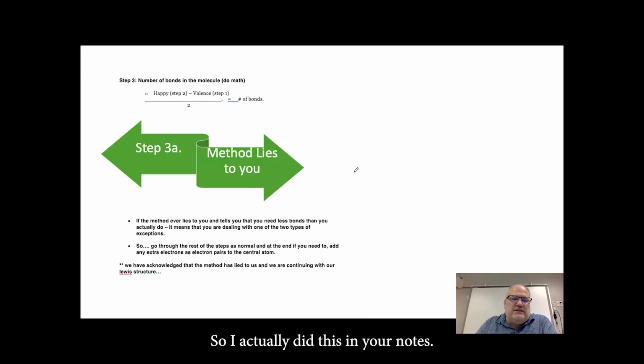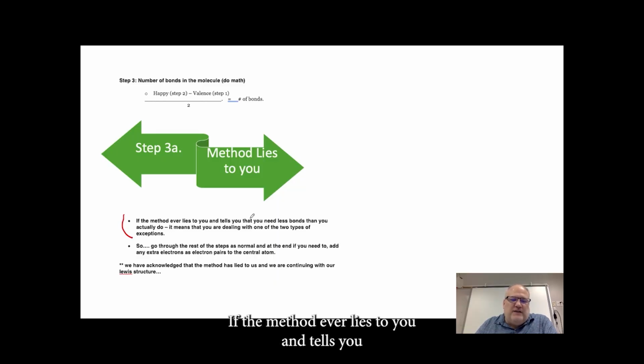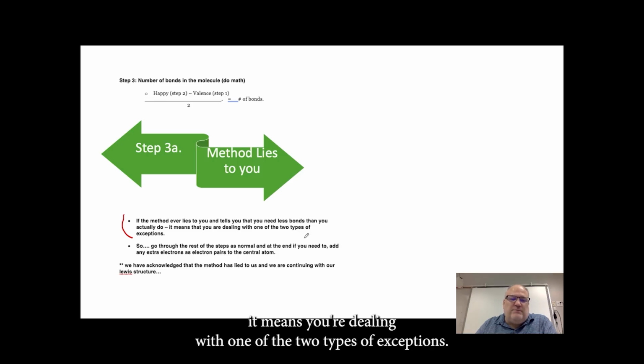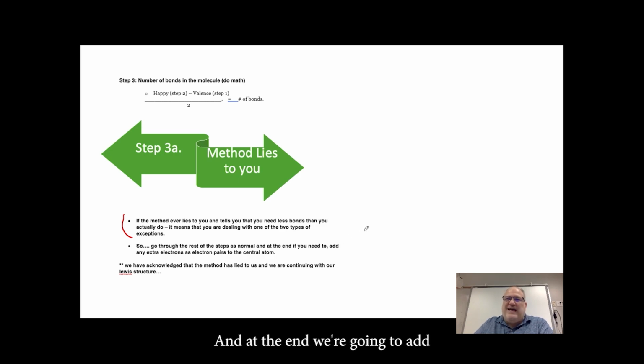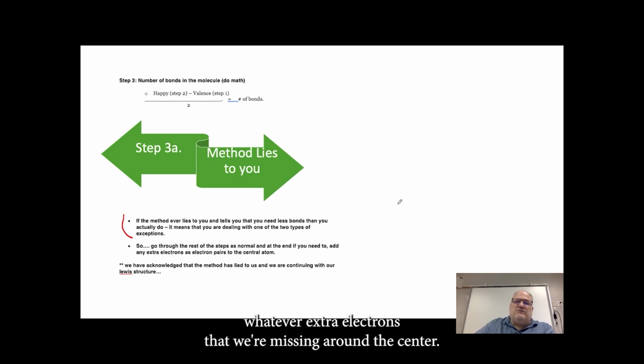So I actually did this in your notes. If you take a look, it says "the method ever lies to you." This is the paragraph down below here. If the method ever lies to you and tells you that you need fewer bonds than you actually do, it means you're dealing with one of the 2 types of exceptions. So what we're going to do is go through the rest of the steps as normal, and at the end, we're going to add whatever extra electrons we're missing around the center.